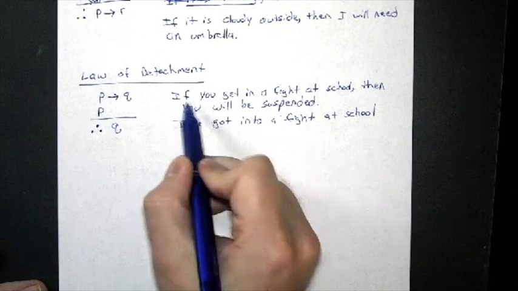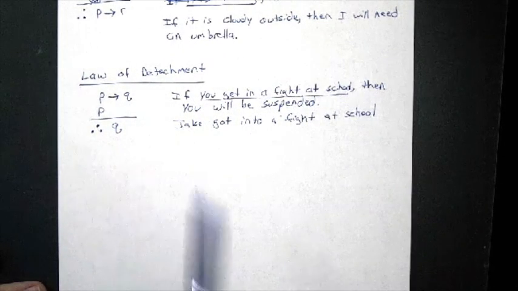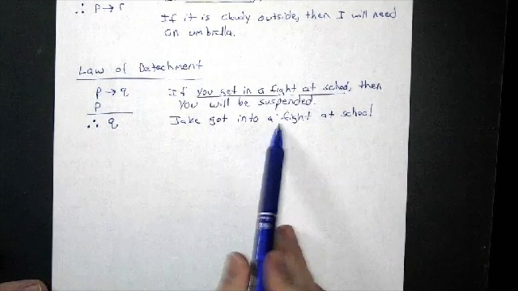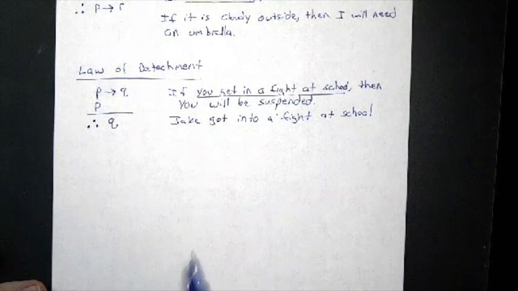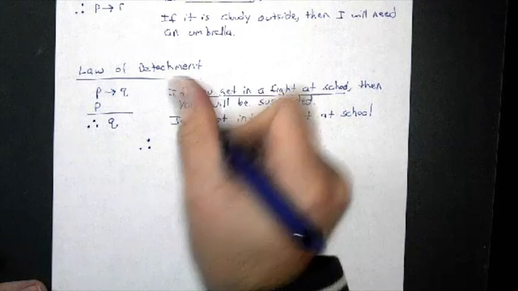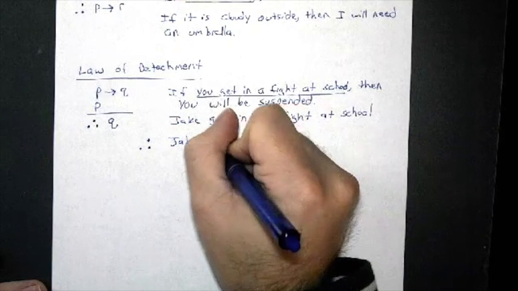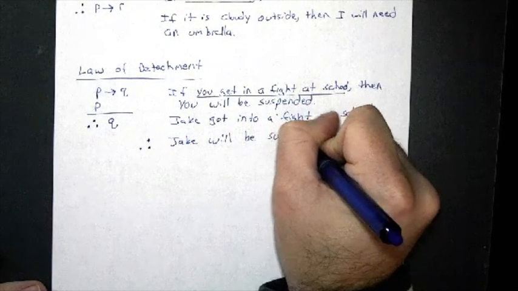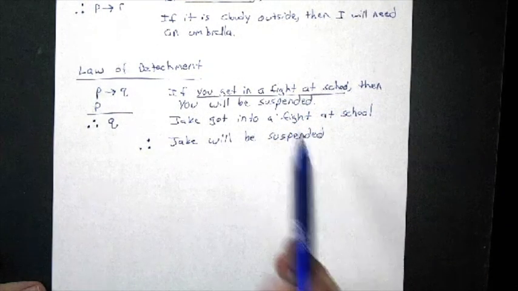So with the law of detachment, I want to underline the hypothesis. You get in a fight at school. And the next statement, I want to see if that confirms my hypothesis. Jake got into a fight at school. Well, yes, that does match my hypothesis. So what I can conclude is, therefore, Jake will be suspended. That's what your conclusion will look like.